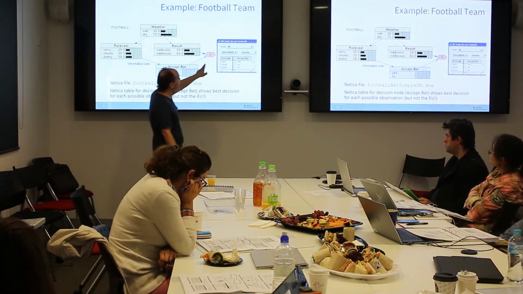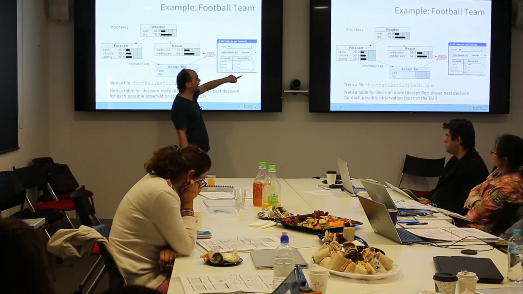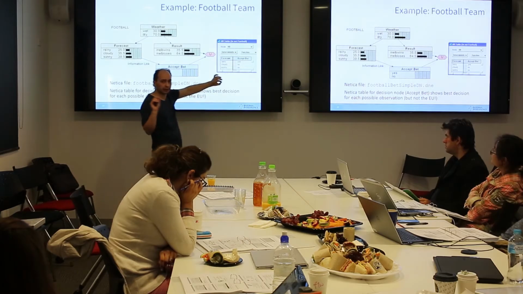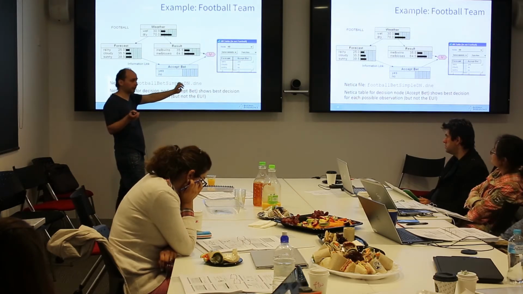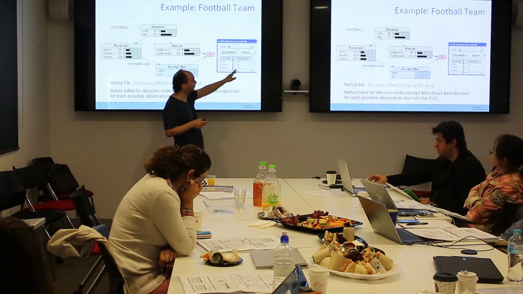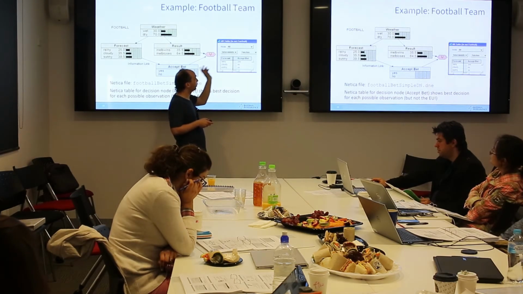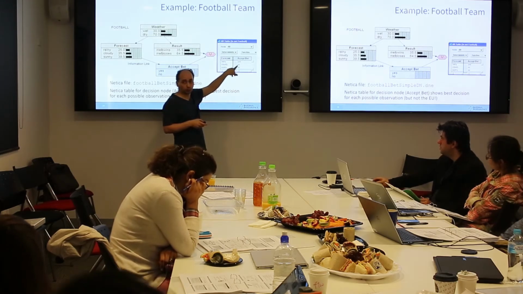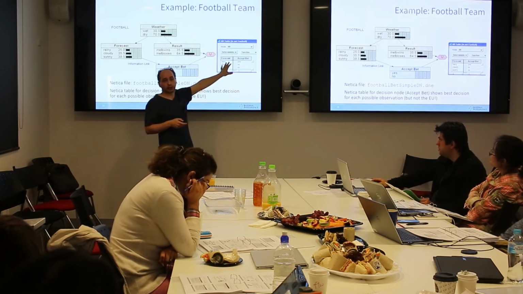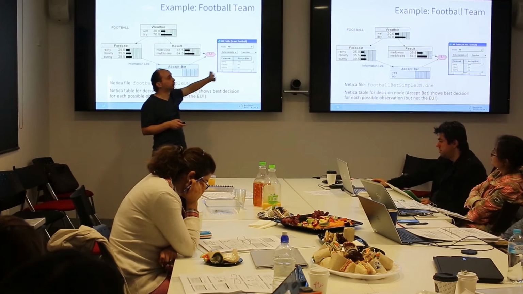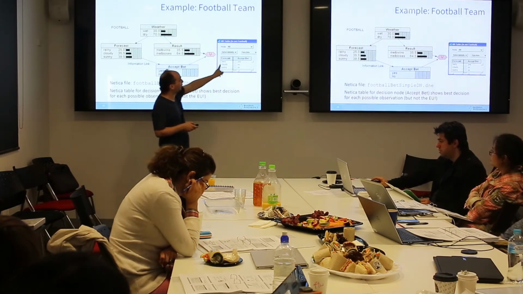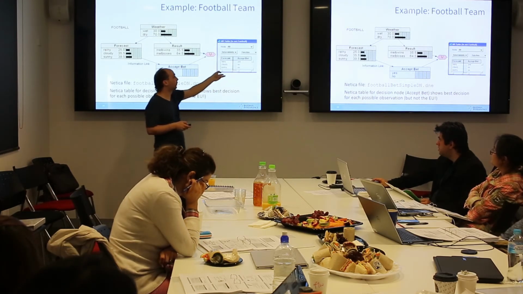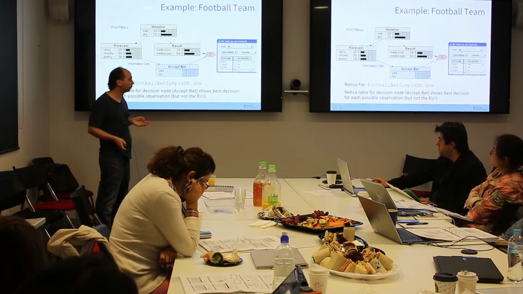So if you then open up the utility node, it will actually write in the values here. This is a slightly weird thing that Netica does, in my opinion. This is normally the CPT view. What Netica will do is automatically fill this table for you, and it's a read-only table, so you can't actually change it. But it will say, okay, if it was rainy, you should accept the bet. If it's cloudy or sunny, then you should.